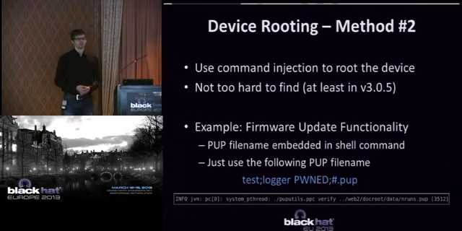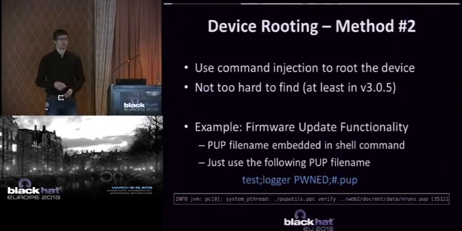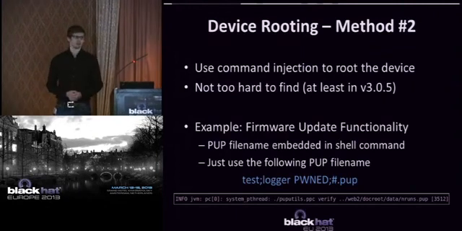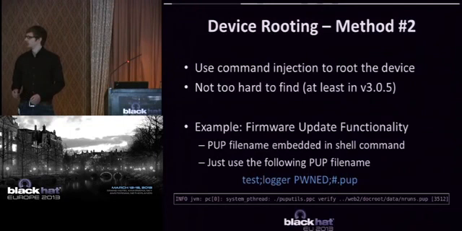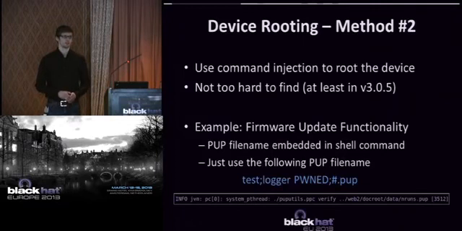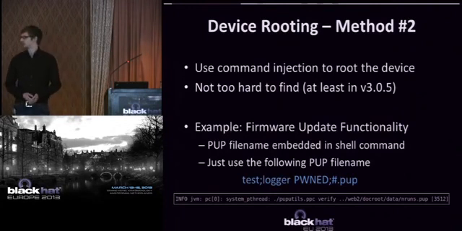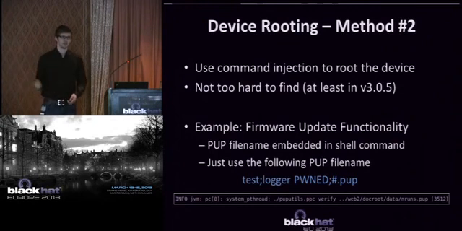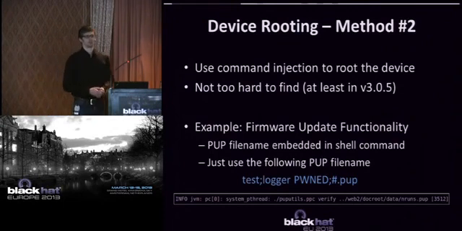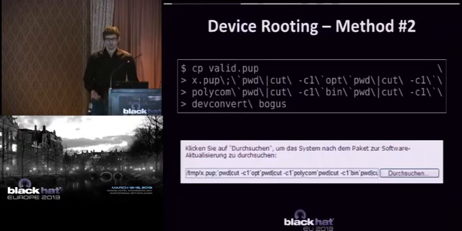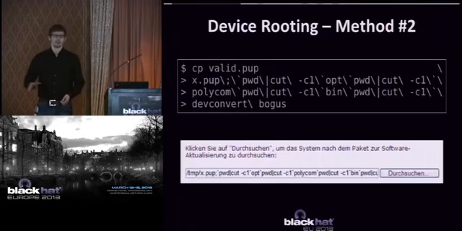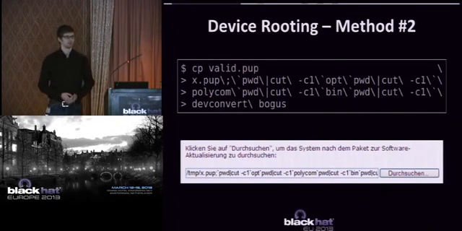Just as a demonstration, we used the command injection inside the firmware update functionality itself. It turns out if you want to update the device, you upload a PUB file via the web interface, and when it wants to verify this file, it passes it to a shell command, which calls the pubutils binary again, but there's no input validation at all. So you can just upload a file called test logger pwn something, which will successfully execute your logger command. And to root the device, again, you just upload a file which calls, for example, the devconvert script.